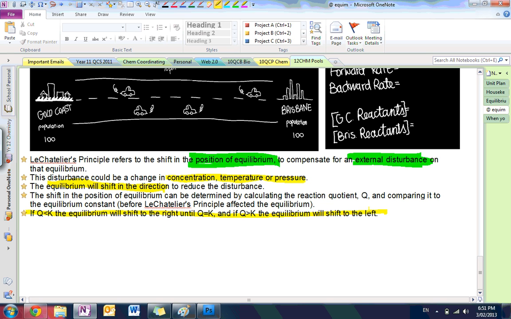If your Q is smaller than your K, then you know that your equilibrium has shifted to the right in your chemical equation or in your chemical reaction. If Q is equal to K, then Le Chatelier's did not cause a shift in the position of the equilibrium. It was able to get back to its original position. And if Q is larger than K, then the equilibrium was shifted to the left. We'll be doing examples of these in class.